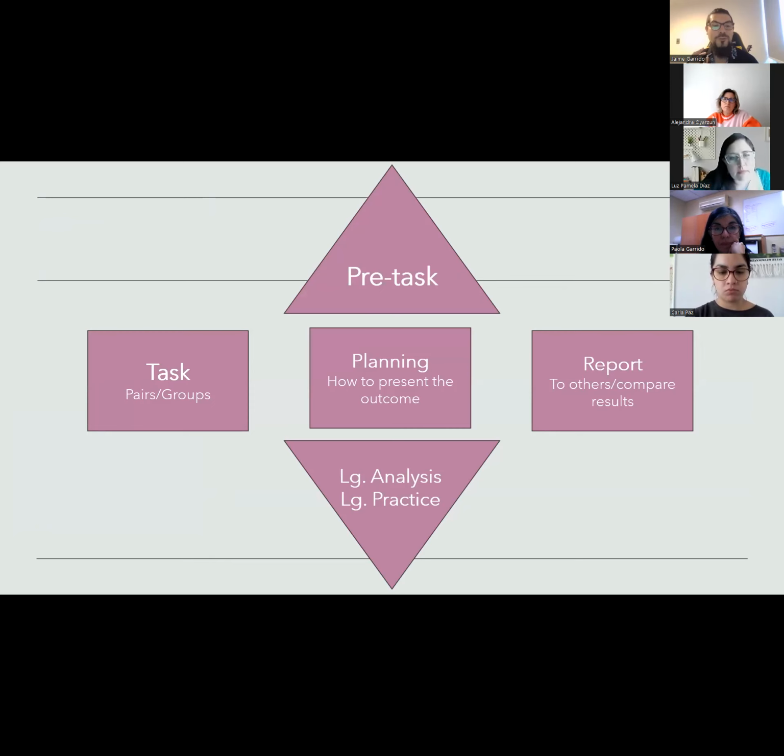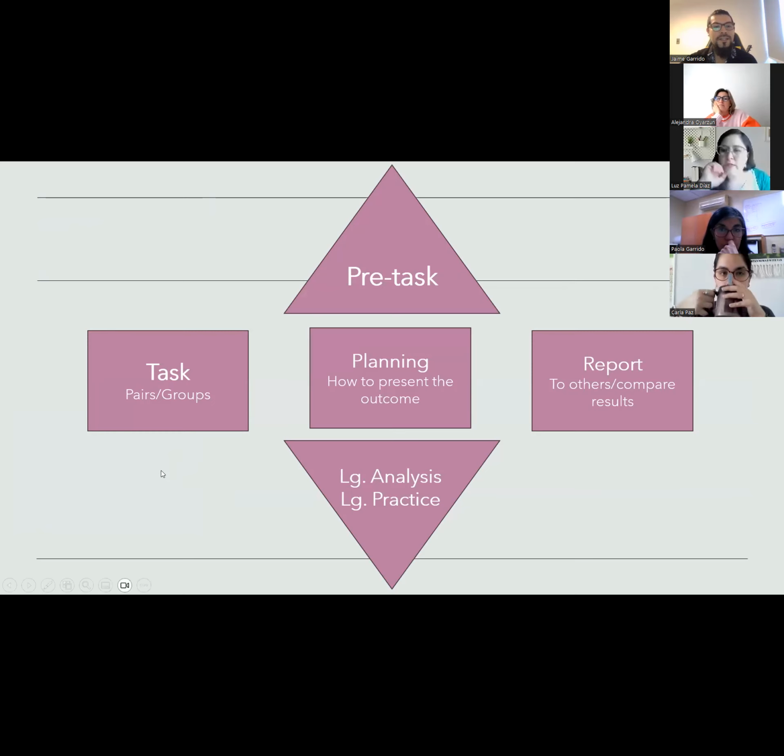A diagram should look like this. Pre-task, the beginning, then the task that involves planning and the report, and then the language analysis and the language practice. Okay. Any questions after here?